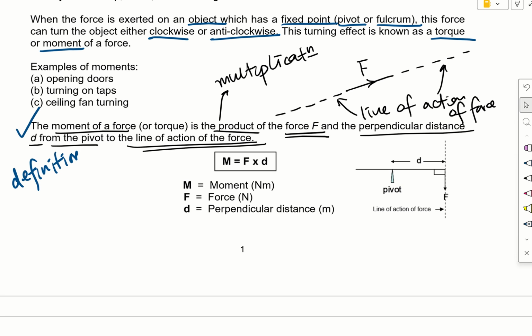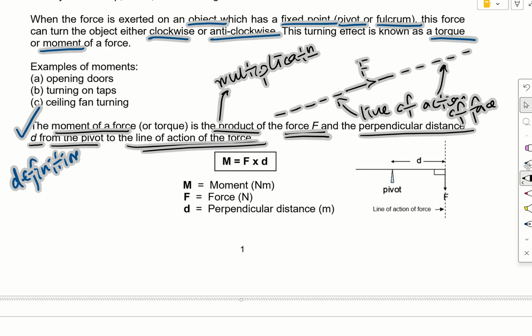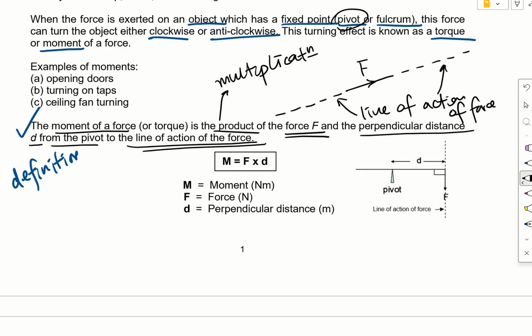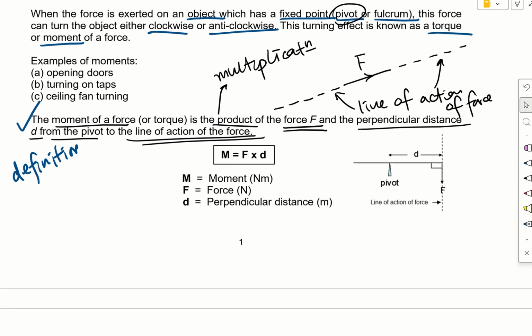Whenever you see a force and you see a pivot, you're dealing with moments. Very importantly, if you see things like a pivot or something turning, it must be a moment. For every force that you identify there, you need to draw the line of action of the force. As we go through more examples later, you will see the importance of drawing the line of action of the force. Once I draw the line of action of the force, I then can find the perpendicular distance from the pivot to this line of action of the force.